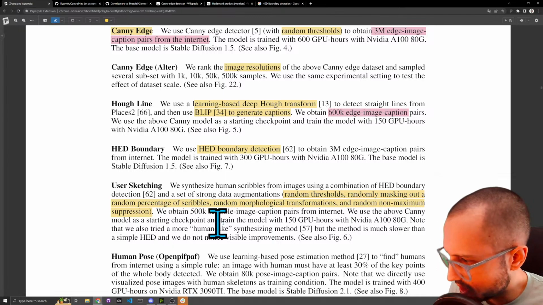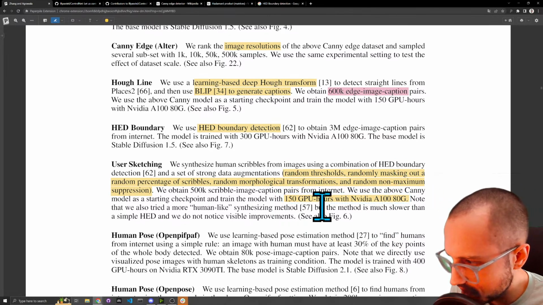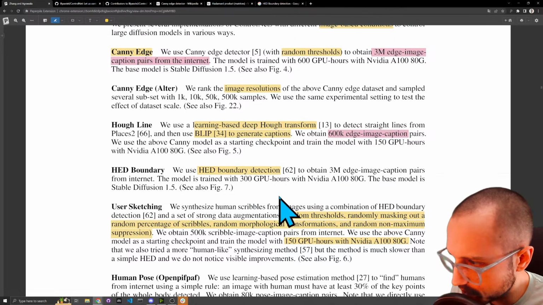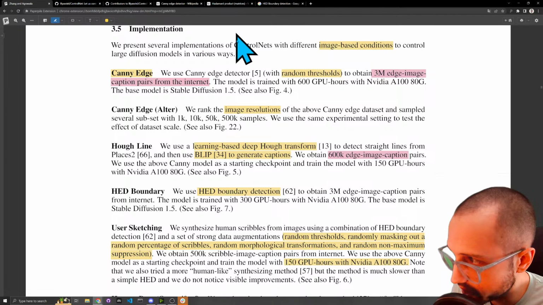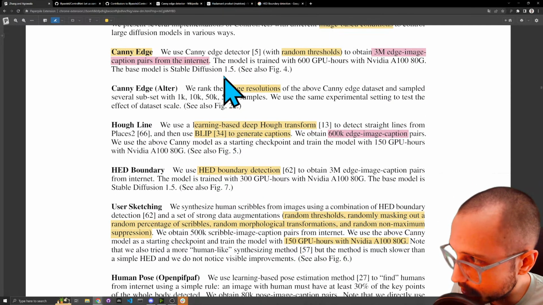We use the above Canny model as a starting checkpoint and then train it again for another 150 hours. So a bunch of these use the Canny model as the starting point. That's interesting that not all of them, you would think that they would train all of these from scratch, but it's interesting that the Huffline and the user sketching are all trained from a starting point of the Canny edge.